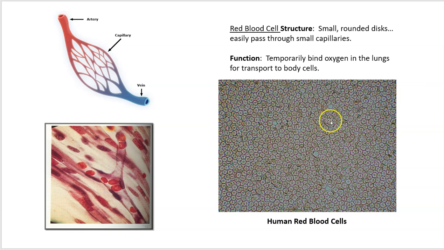Over here, we see red blood cells. Now, red blood cells have a structure: they're small, rounded discs. And that makes it so they can easily pass through small capillaries. Of course, their function is to temporarily bind oxygen in the lungs for transport to the body cells.